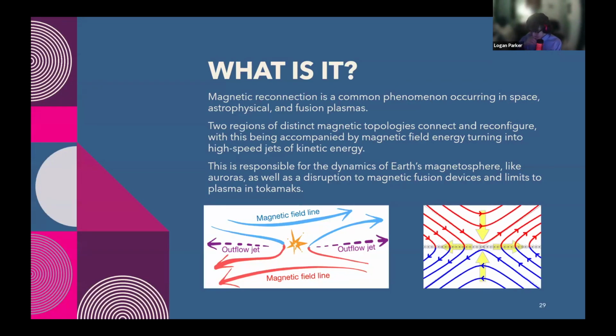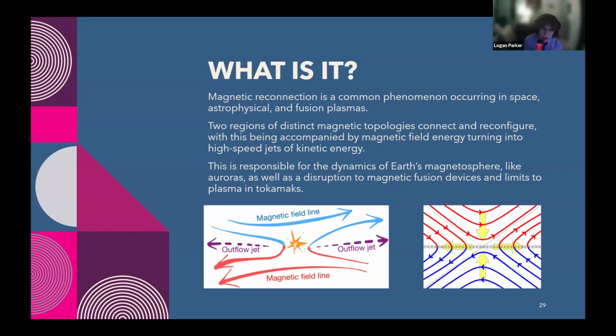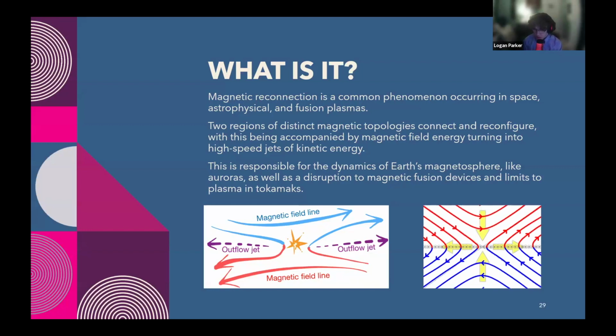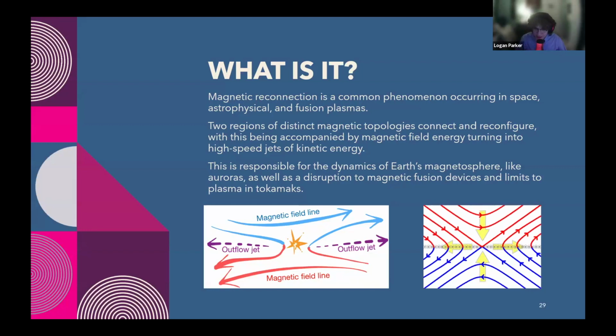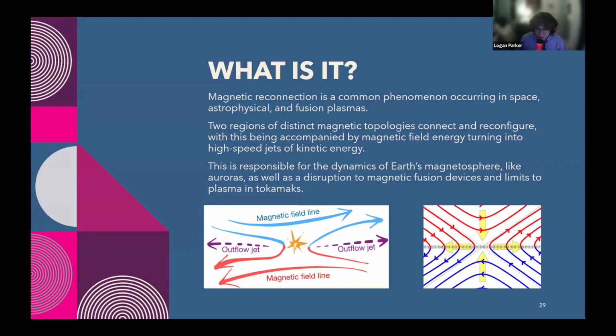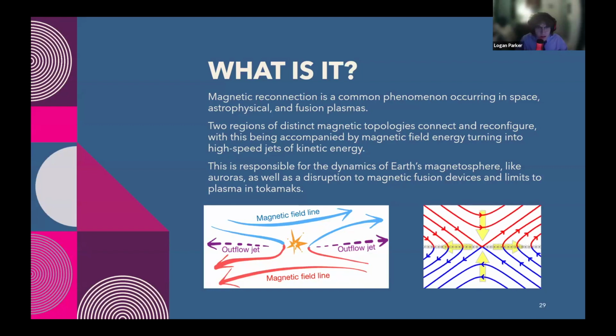It's also responsible for a lot of the behavior in our magnetosphere, such as auroras, as well as some disturbances in high technical plasma technology. It's something we need to work around.